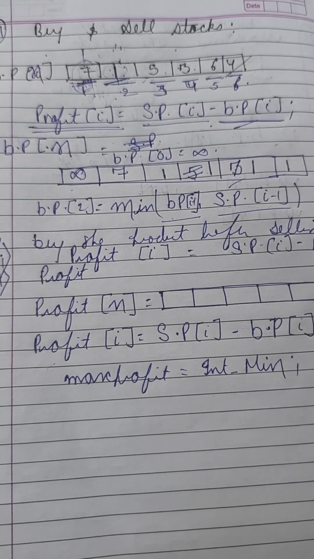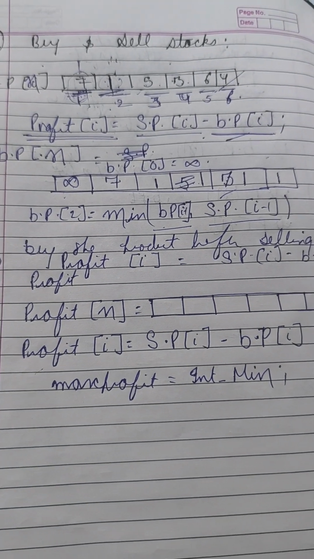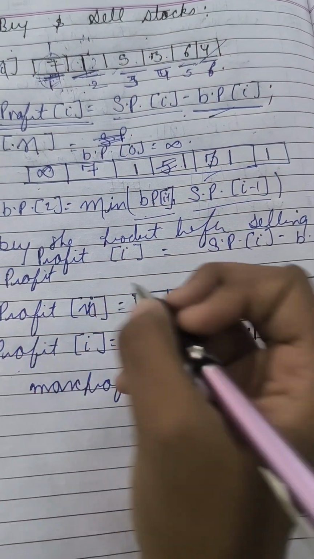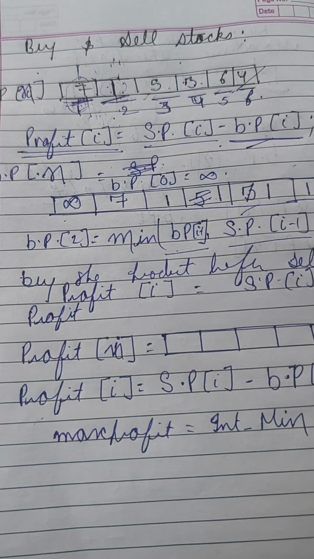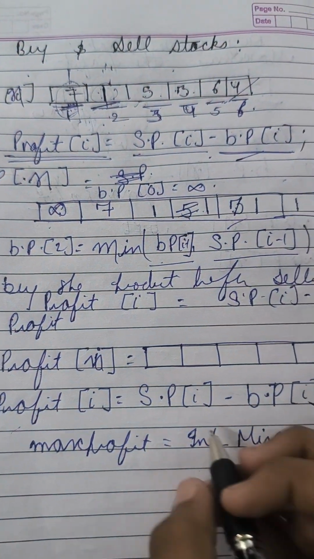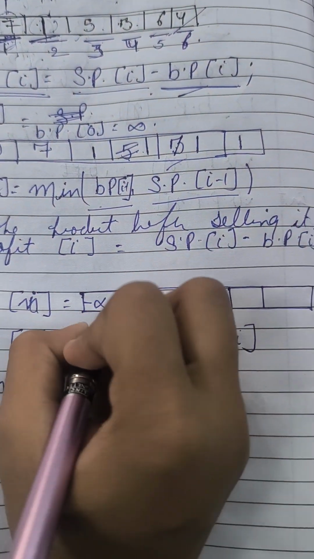In the maximum profit, int min is stored. Now for finding the profit of the ith element, let's do selling price minus buying price. So if we do 7 minus infinity, what is it going to be? It is going to be minus infinity.